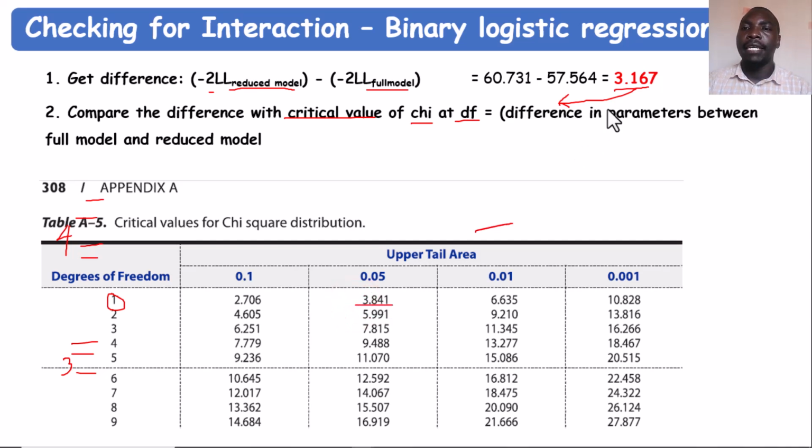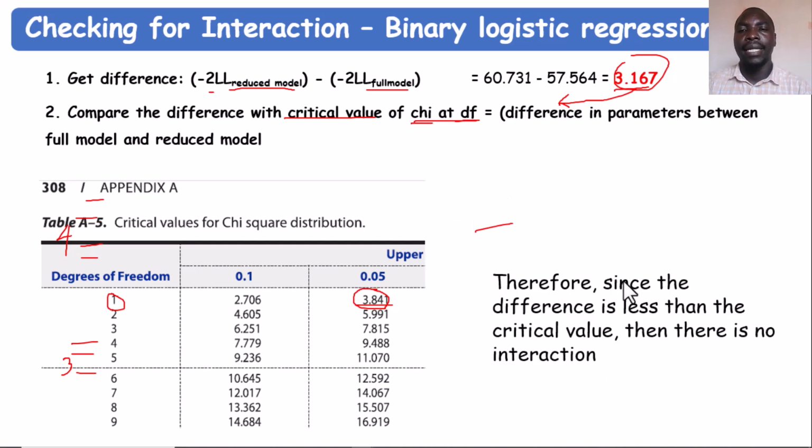3.841. And if the calculated value is less than the critical value of chi at these degrees of freedom, then there is no interaction. So in this case, we can see that since the difference, this one, 3.167, is less than the critical value, 3.841, then there is no interaction in our model. So that is how we assess for interaction in binary logistic regression in SPSS.